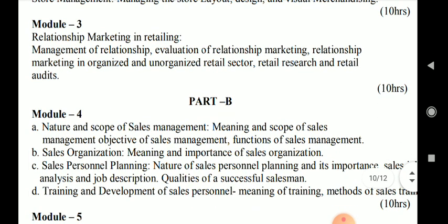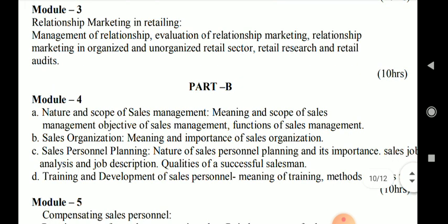Module number 3 talks about relationship marketing and its importance in retailing. Management of relationship, then evaluation of relationship marketing in organized and unorganized retail sector, how is it different, and retail research, that is marketing research in the retailing, and retail audits, that is marketing audits in retailing itself. So these are the three modules of Part A, that is retail management.